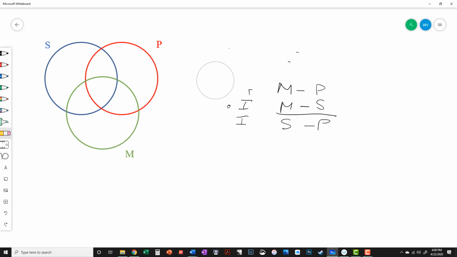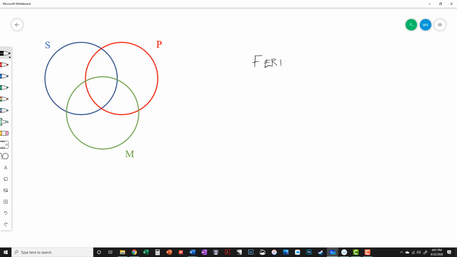All right, so we'll do one more example and then we'll end this video. Let's do a Ferio. That's an E, I, O in first figure. First figure has the middle term in the subject place in the major premise, and it has the middle term in the predicate place in the minor premise.